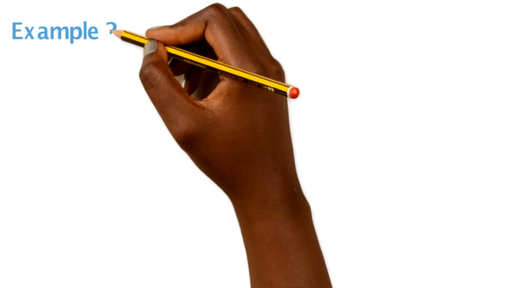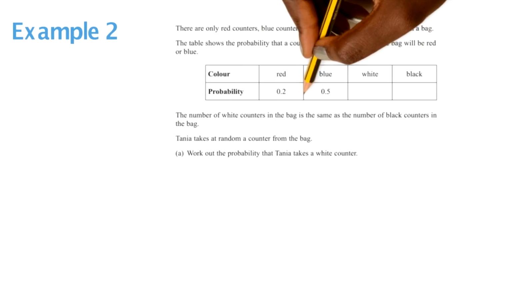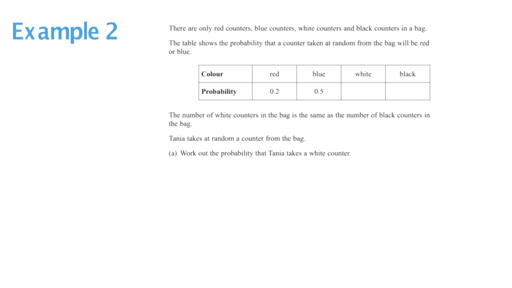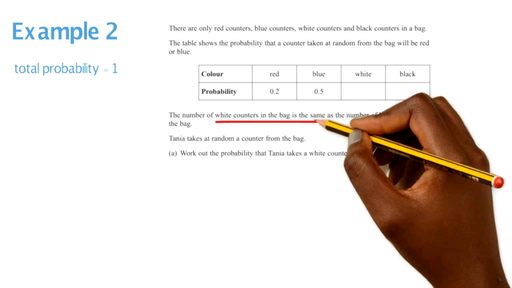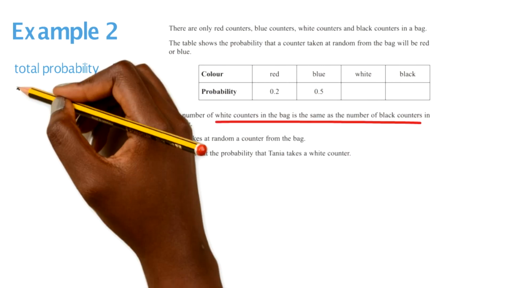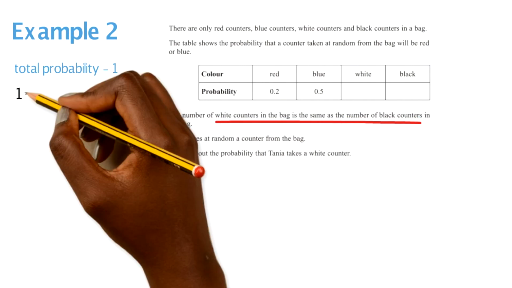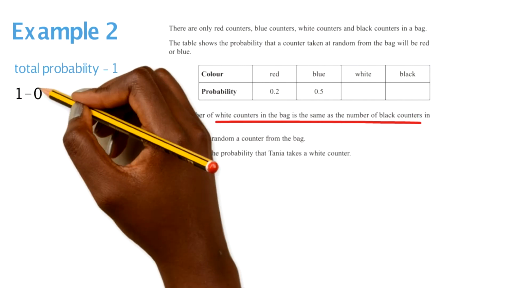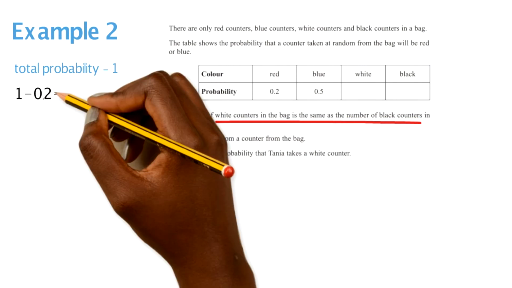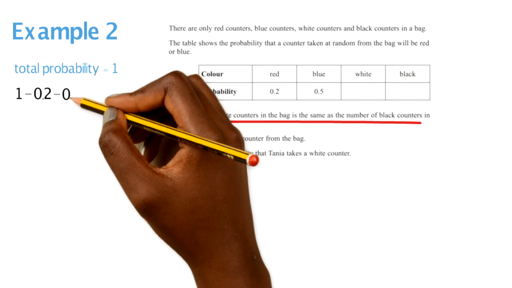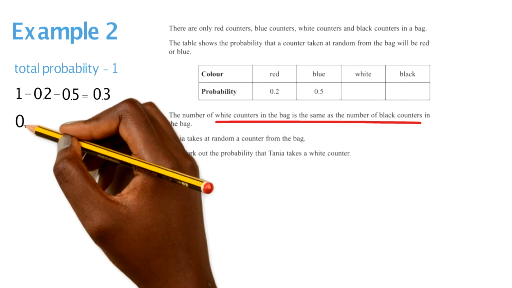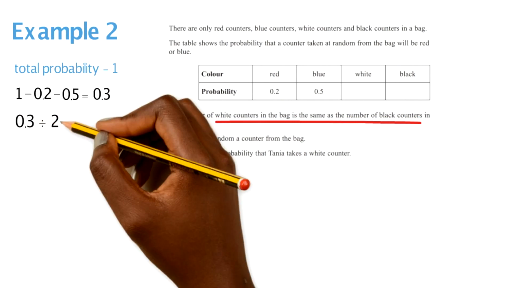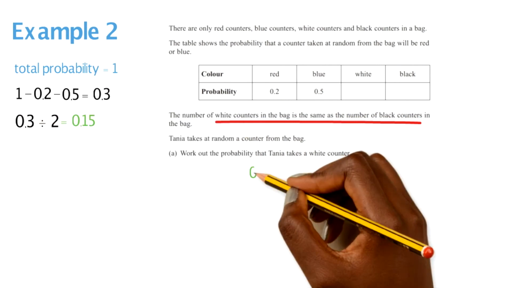Example 2. In this scenario, they love to do this sometimes with probability questions where we have to fill in the table. So let's dissect the question. The total probability is 1 in any scenario. Then it says the white counters in the bag is the same as the black counters in the bag. Because we know total probability is 1, we're going to do 1 minus the 0.2 and the 0.5, and that would give us the total probability of the white and black counters, which would be 0.3. Then we're going to divide that by 2 because their probability is the same, which would leave us with 0.15. And that's it.